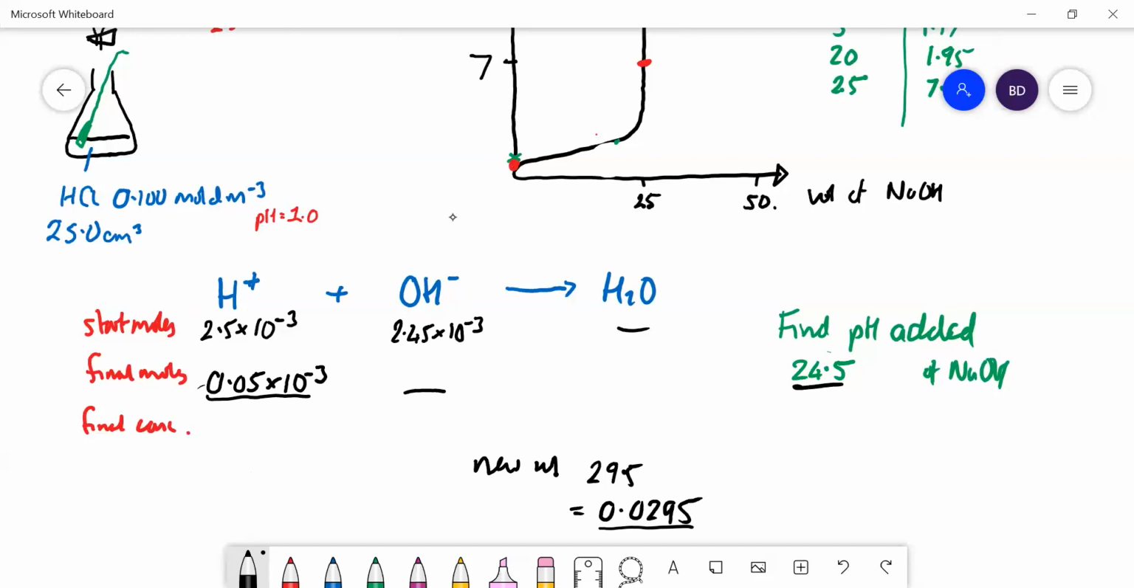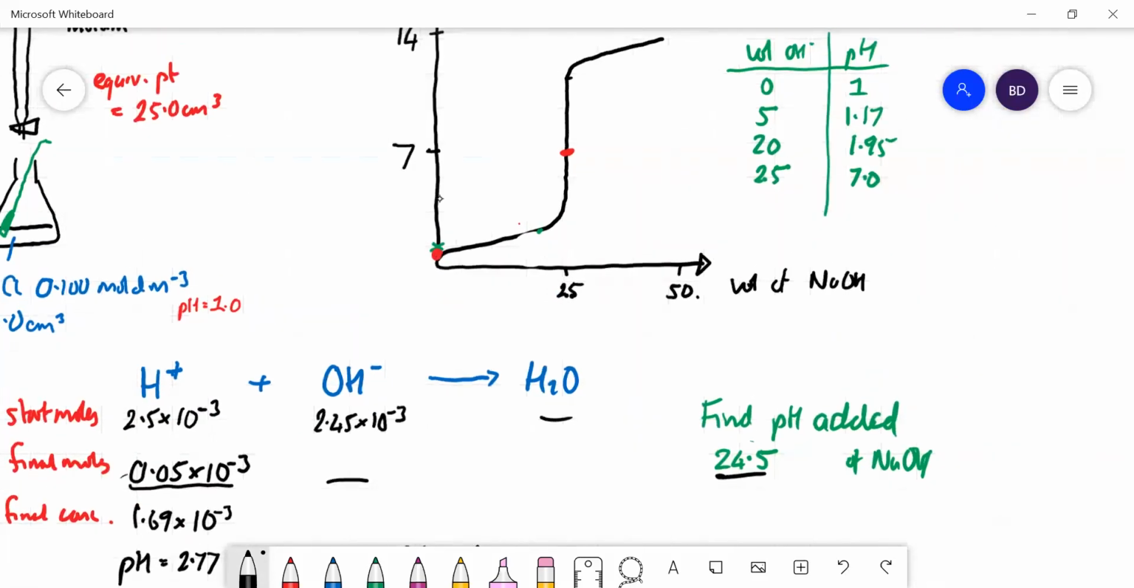That is 1.01 times 10 to the minus 3 moles per decimeter cubed. Let's take minus log to get the pH: 2.77. So even though you're only half a centimeter cubed away, at 24.5, that's 2.77.